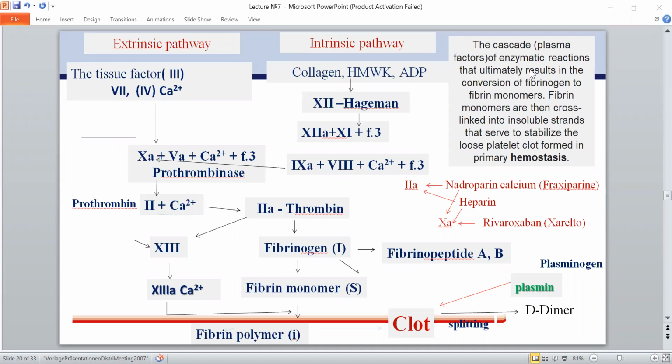Today we will discuss drugs affecting blood. Blood is a specialized body fluid. It has four main components: plasma, red blood cells, white blood cells, and platelets.